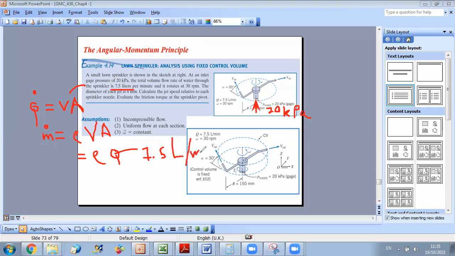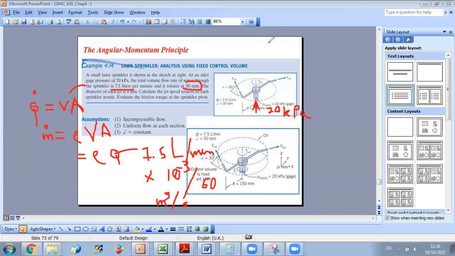Okay, يعني هون إذا بدنا نشتغل بال SI units then we should transform it to meter cube per second. So we multiply by 10 minus 3 and we divide by 60 to get the value in meter cube per second. Okay, so here we know the mass flow rate and we know that the system is rotating at 30 rotation per minute. كمان فينا نحول omega ل revolution per second.